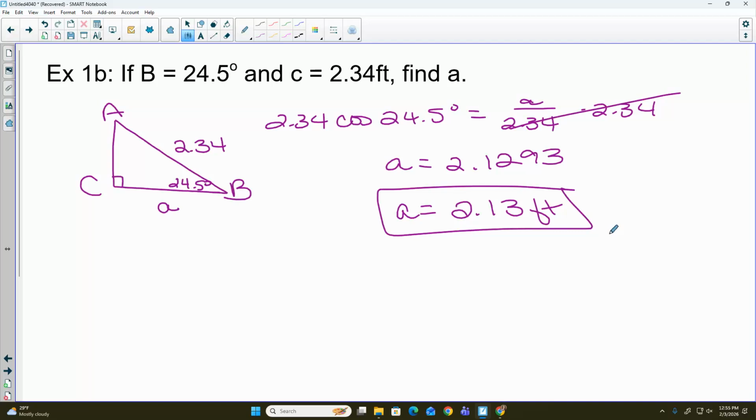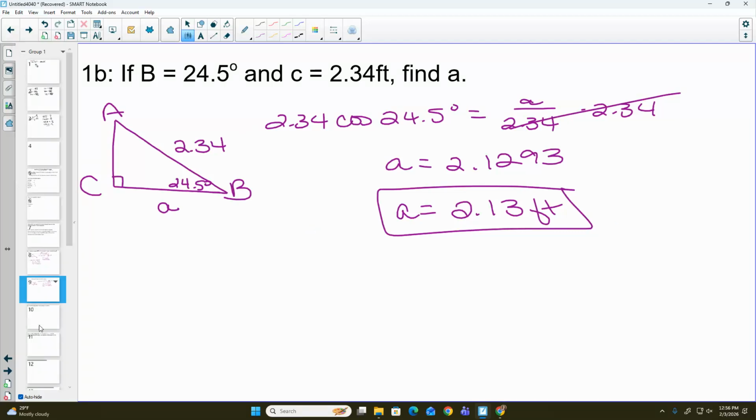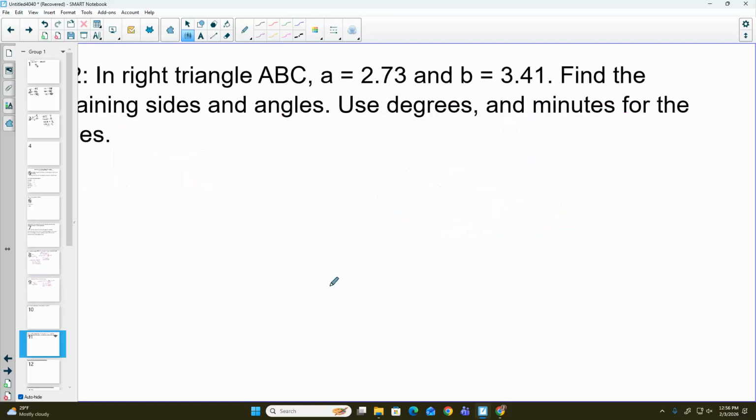Do I need another problem like this, where I give you an angle inside and we find what's missing? Let's go to example 2 for now. We can come back if we decide we need another one.